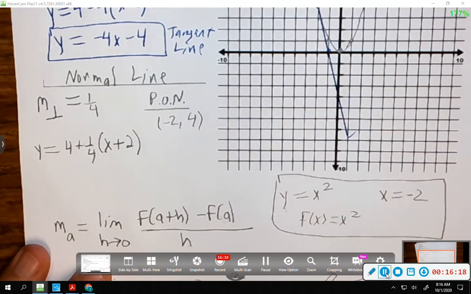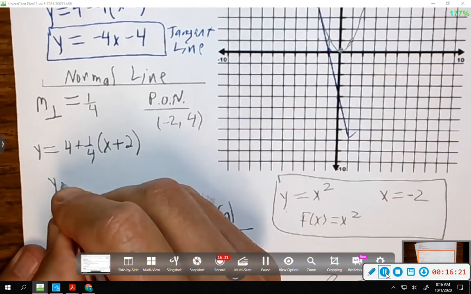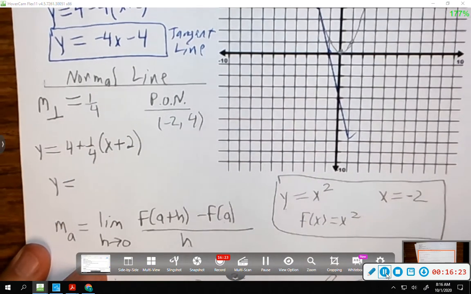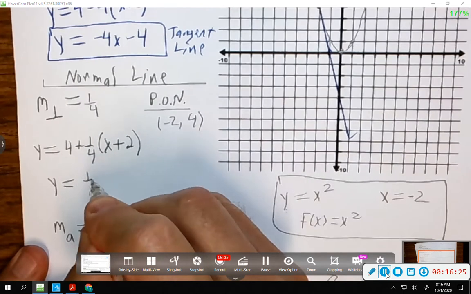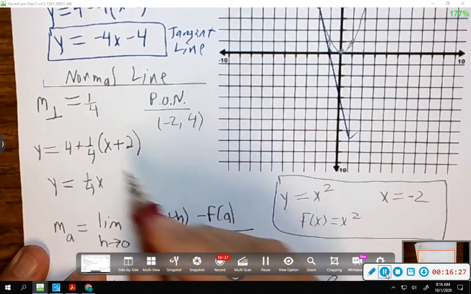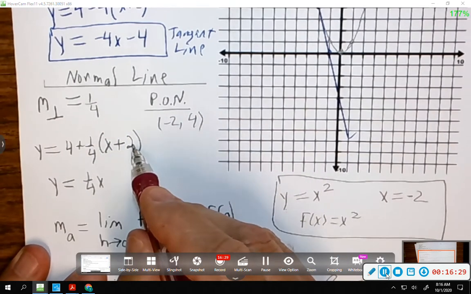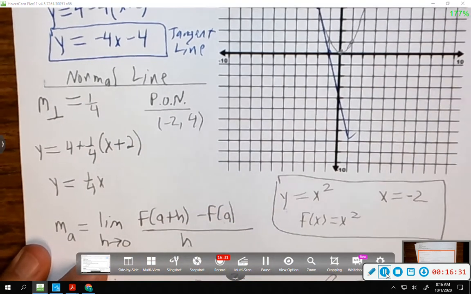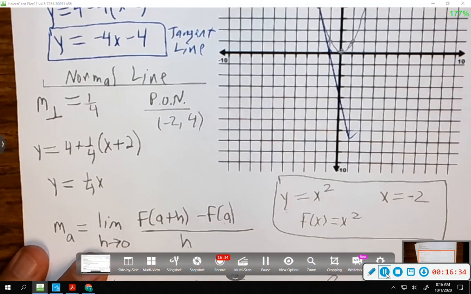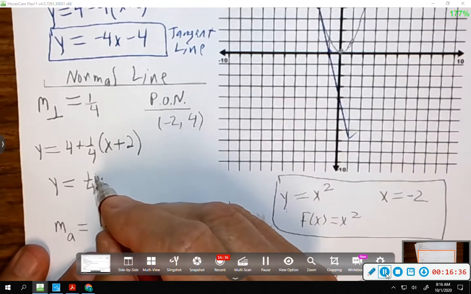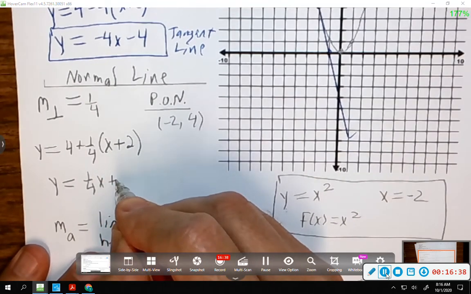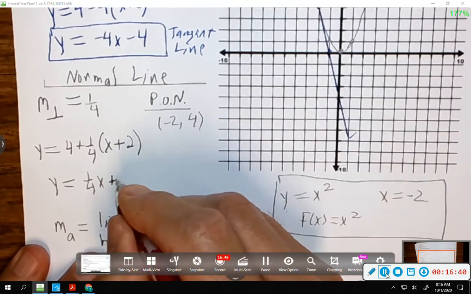And I still think you should be able to convert to slope-intercept then in one step. 1/4 times x is 1/4 x. 1/4 times 2 is a half. 1/2 plus 4 is 4 1/2. Now I want to keep in mind that it's 4 1/2, but we don't like mixed numbers when we're writing fractions. So 4 1/2 is the same as 9/2.